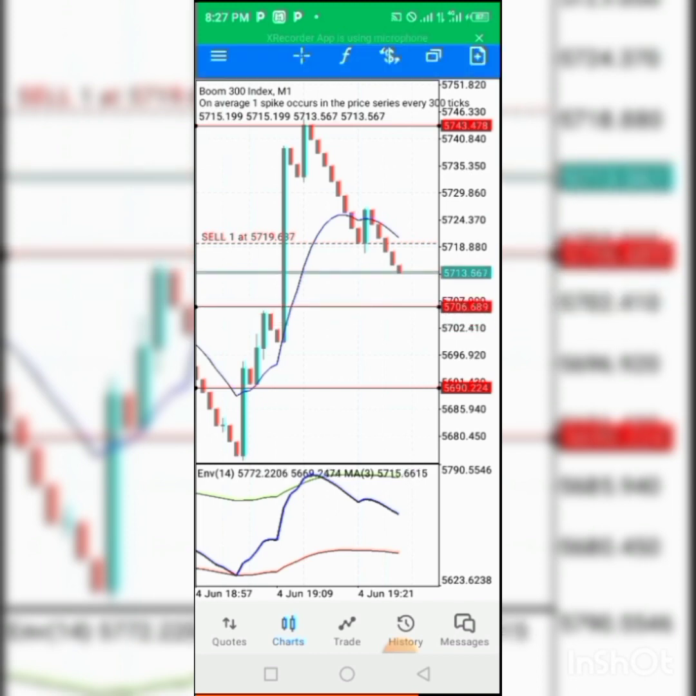And when the spike happens, it has nothing to do with us. After the spike, we still go into the market again and still make profit. That's how you scalp, guys. That's how you scalp, and you make money on Boom and Crash. I've been using this analysis and I've been making money.